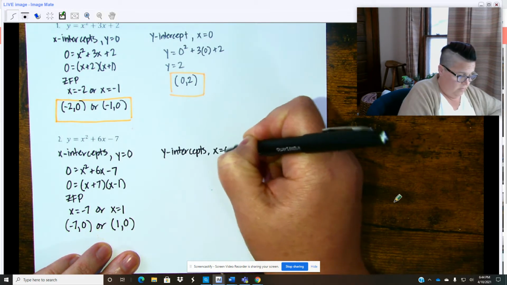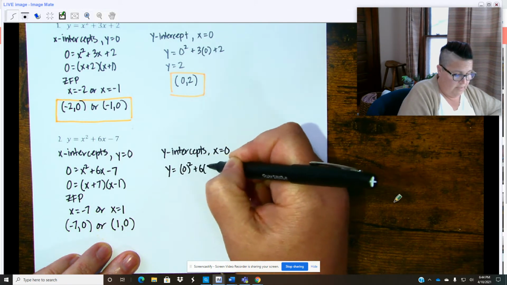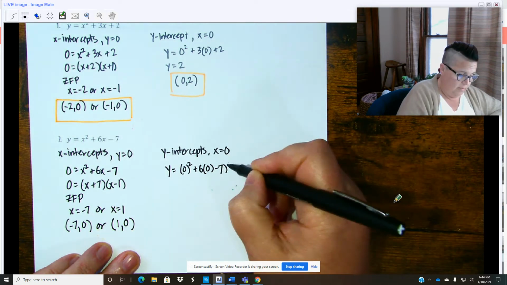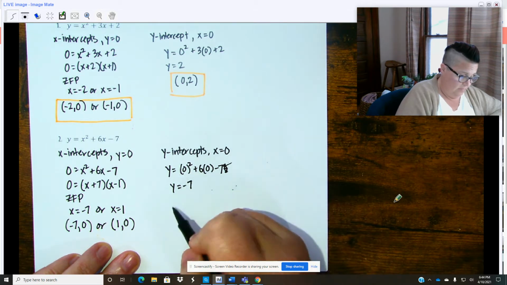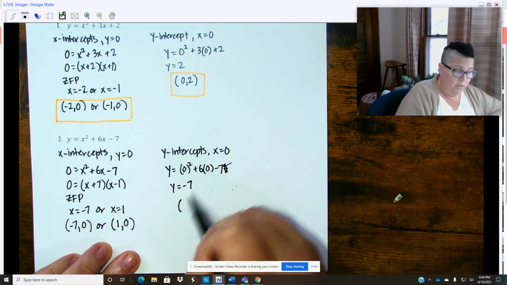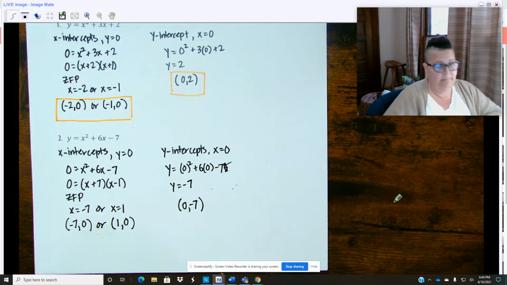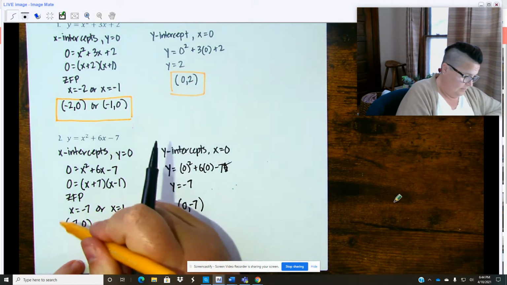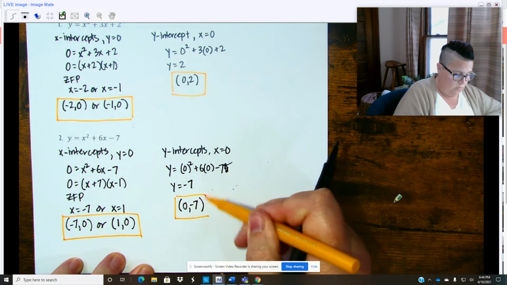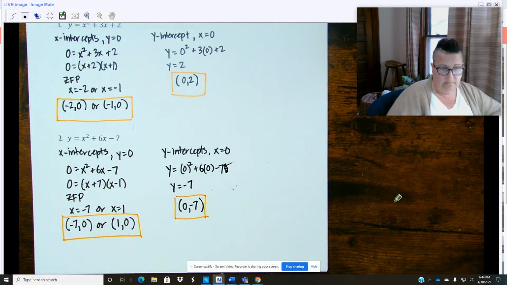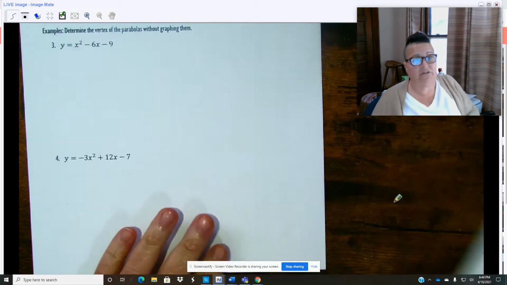The y-intercepts occur when x is equal to 0. So that would be y is equal to 0 squared plus 6 times 0 minus 7. Whoops, I don't need a parentheses there. So y is equal to a negative 7, so my y-intercept will occur when x is 0 and y is negative 7. X-intercepts, 2 of them. Y-intercept, 1 of them. 0, negative 7. Okay? That is how you find your x-intercepts and your y-intercepts.